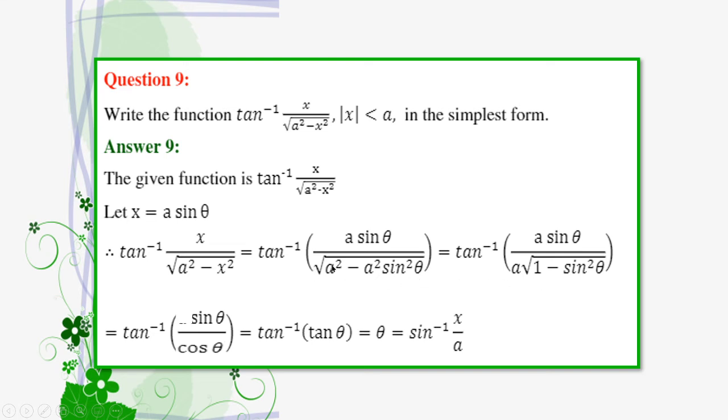From the denominator, a square is common and then a is outside the root. Under the root, we will get 1 minus sine square theta, which is cos square theta, and outside we will get cos theta. A and a cancel, and again it is tan theta. Tan and tan inverse cancel, and theta is the answer. So what is the value of theta? Value of theta is sine inverse x by a.